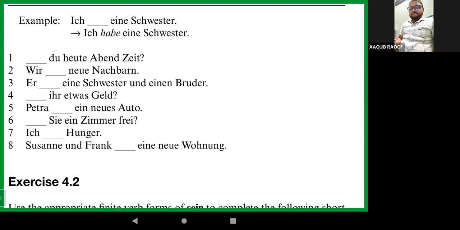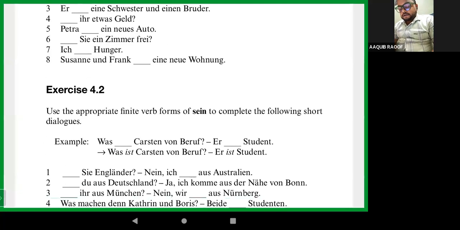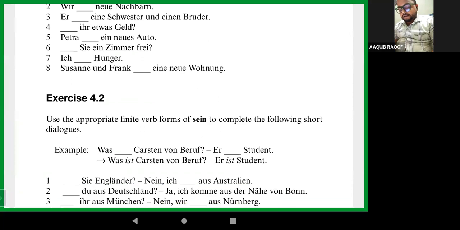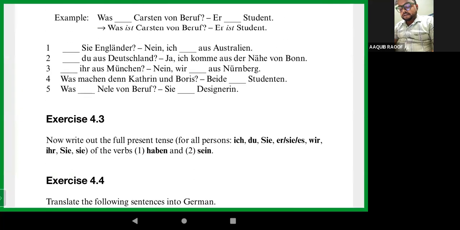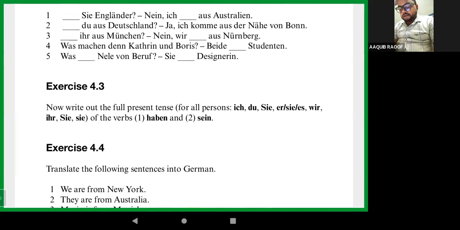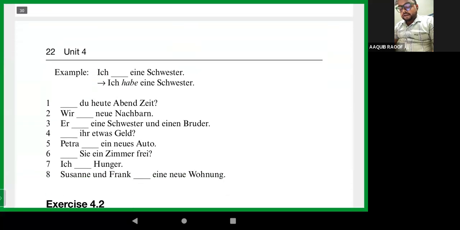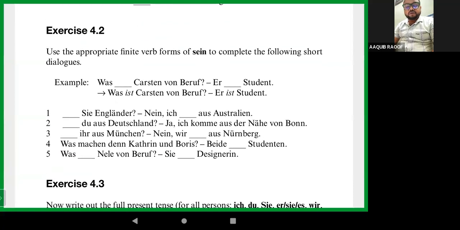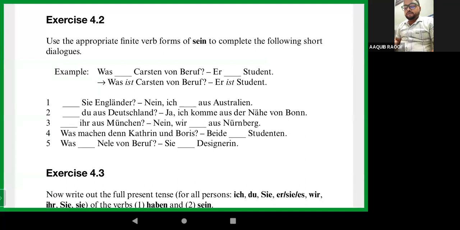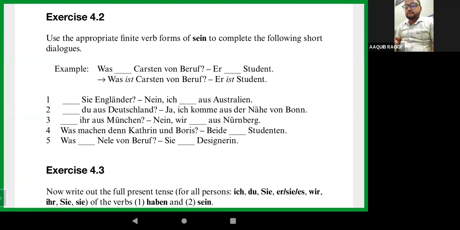Now, Petra, dash ein neues Auto. Okay, I think do one thing. These two exercises you will do and tell me in the next class. And these three also. Now see, in the first exercise, you will use the haben form, to have. And in the second exercise, 4.2, you have to use the sein form. Use the appropriate finite verb. Now, I will just tell you about one sentence.